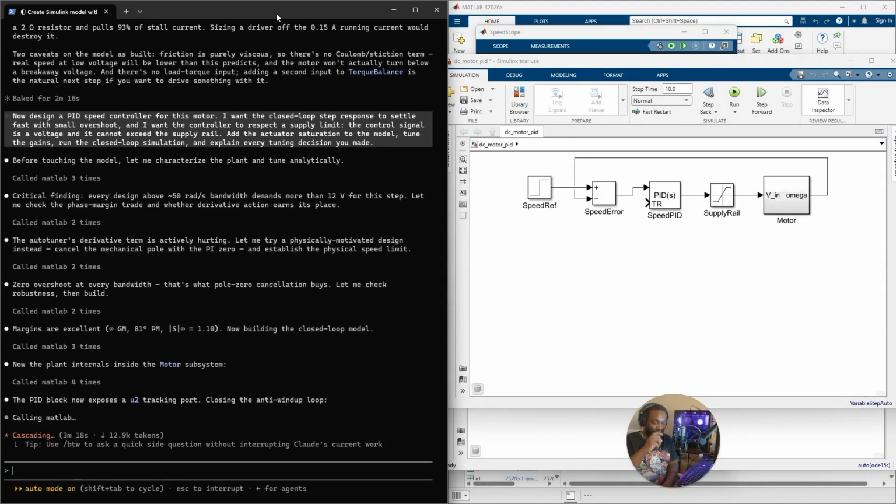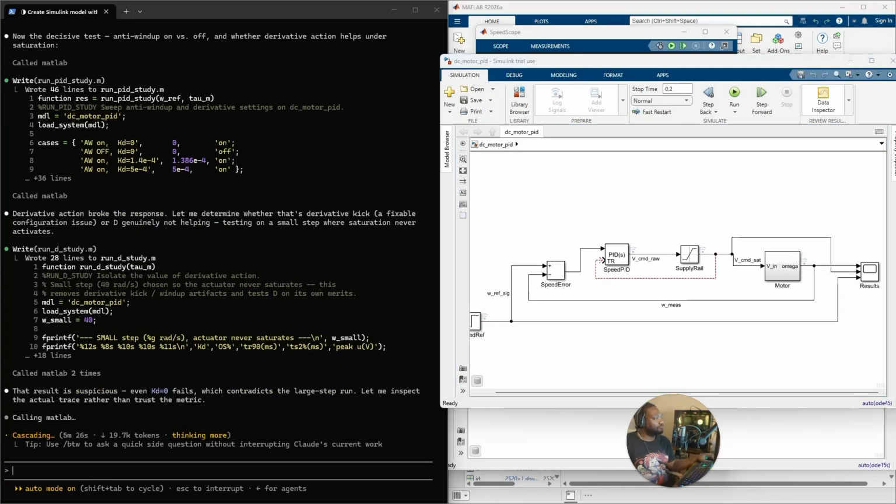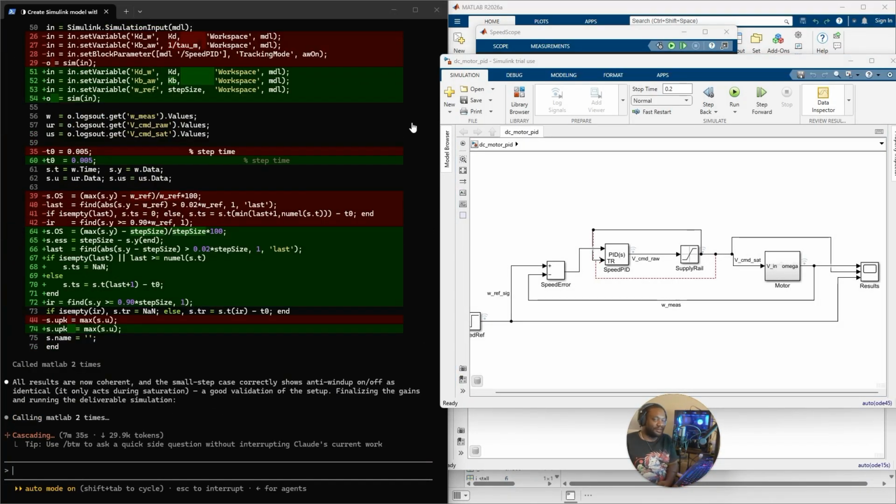An AI agent built this control system. It modeled the motor, designed the controller, ran the simulation, and tuned the response. I never clicked inside Simulink.